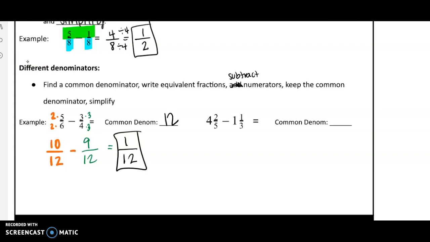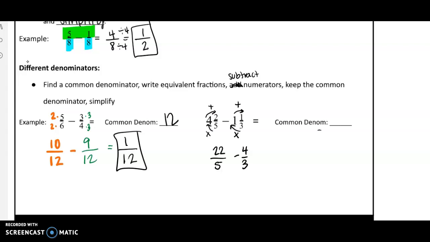All right, so now let's look at mixed numbers. So we need to turn these into improper fractions. So we're going to multiply 5 times 4 and add that answer to 2. 5 times 4 is 20, plus 2 is 22 over 5, minus, multiply these, so 3 times 1 is 3, plus 1 is 4, so we have 4 over 3.